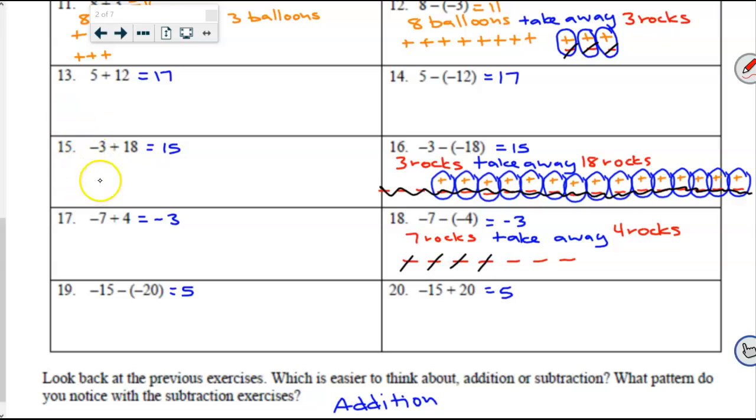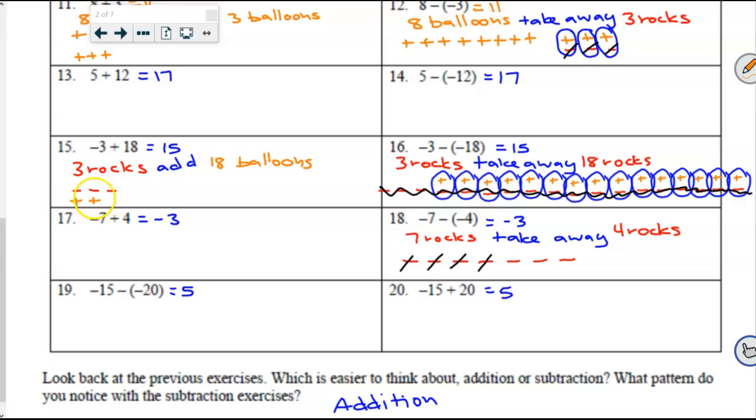Let's do the addition version of that problem. This is 3 rocks. Add 18 balloons. 3 rocks. All I have to do is draw those 3 rocks. I'm not taking anything away, so I don't need to say, what are we taking away? Do I need to look at 0 pairs? Because we're just starting with 3 rocks and just going straight to adding balloons.